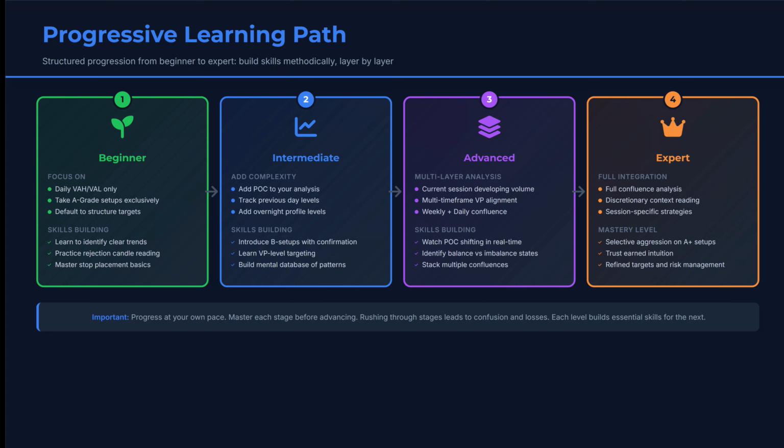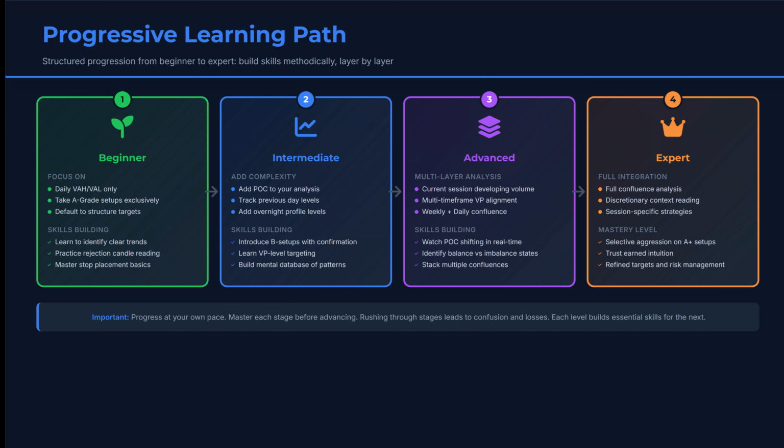Learn to identify clear trends on the 1-minute and 5-minute charts. Practice rejection candle reading. What does a strong rejection look like? Wick at least 50% of the candle body, close near the opposite end, volume spike on the rejection bar.